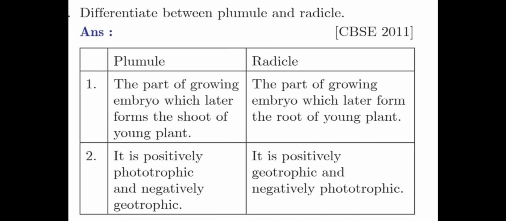Plumule is positively phototropic and negatively geotropic. That means it grows towards sunlight and away from gravity. Radicle is positively geotropic and negatively phototropic. That means the radicle grows towards gravity and away from sunlight.